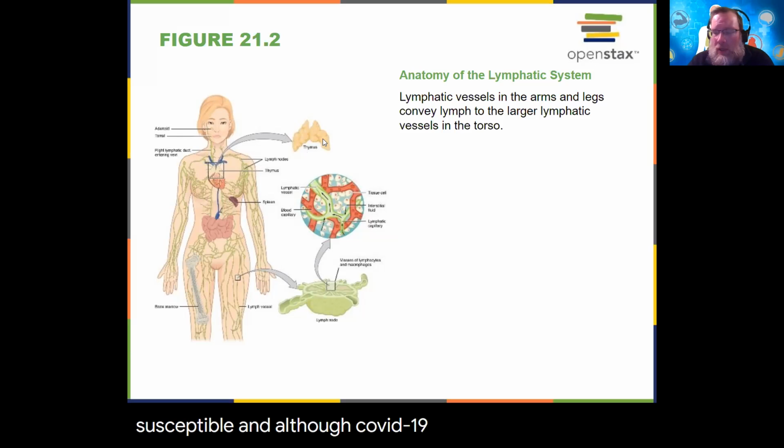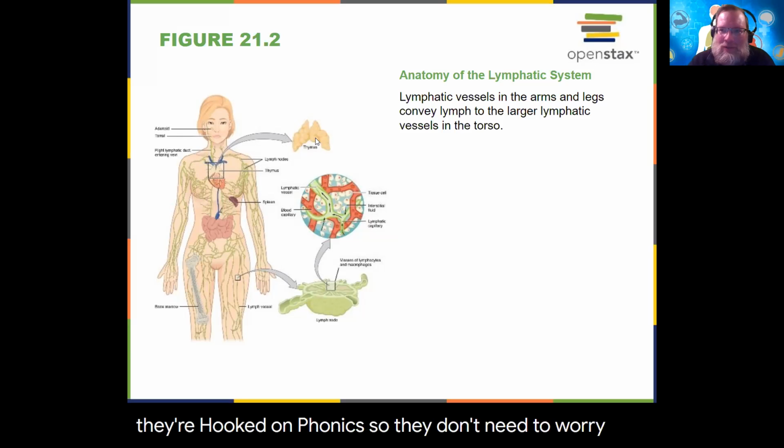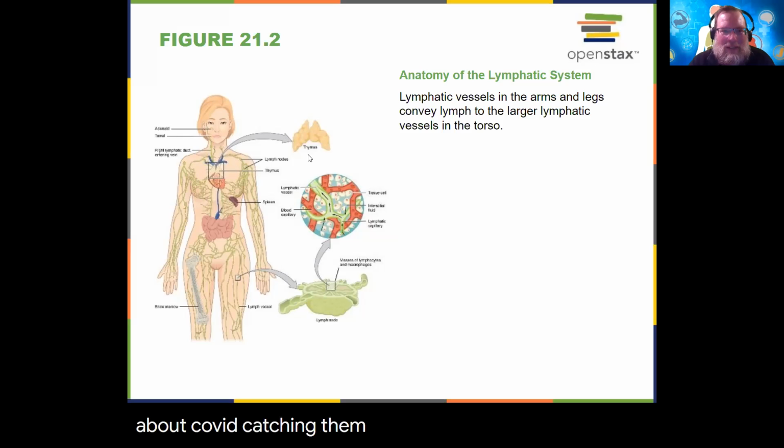Although COVID seems to be across the board, right? Although kids, they're saying kids seem to be least affected, but kids are resilient, right? They're not sucked into aspartame and sucralose. They're not hooked on that stuff yet, right? They're not hooked on other things. They're hooked on phonics, so they don't need to worry about COVID catching them. All right.